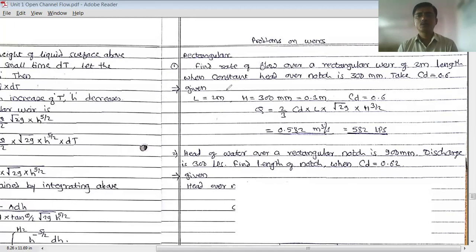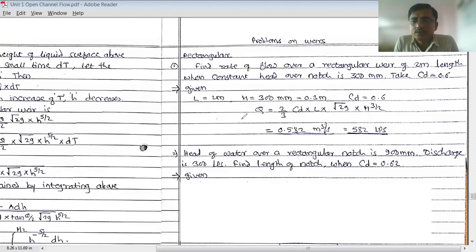Right. So let us solve the next problem here. Head of water over the rectangular notch is 900 mm. Discharge is 300 lps. Find the length of the notch when CD is equal to 0.62. This is the second problem. The head is given, the discharge is given, and we need to find the length of the rectangular notch. So you can use the same formula here.